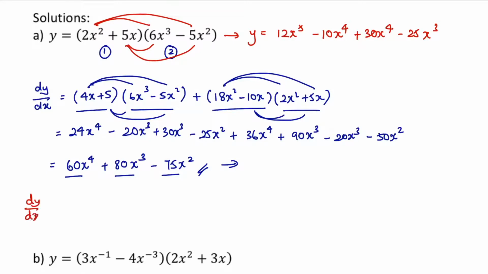Okay, so my differentiation using here is that my 12x power 5 differentiate will give me 60x power 4. Okay, my negative 10x power 4 plus 30x power 4 will actually here have a solution of positive 20x power 4. So the power bring down, power minus 1, that will give me positive 80x cubed. And the last one is negative 75x squared. So this will be the solution.